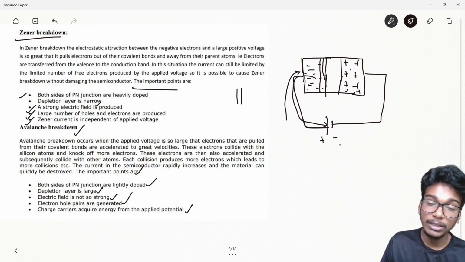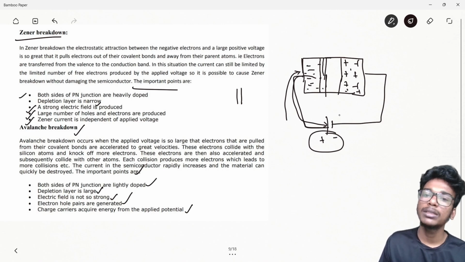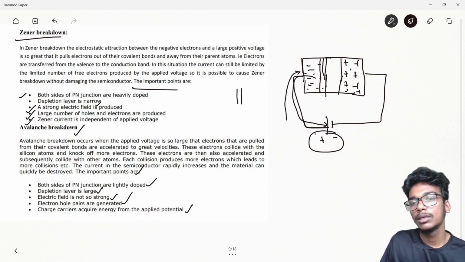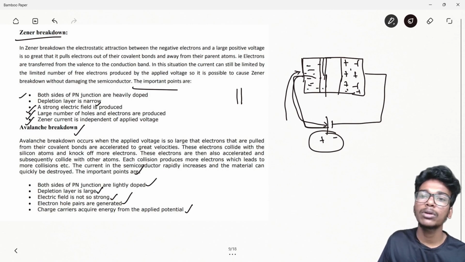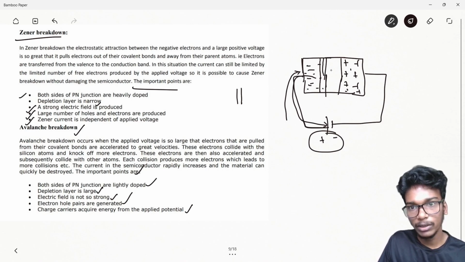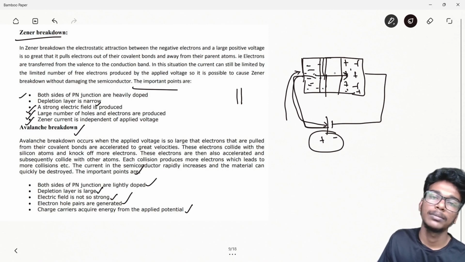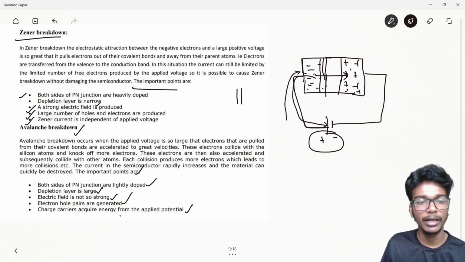In avalanche breakdown, this applied potential plays a key role, because if you increase this voltage, the velocity of electrons will increase. If you decrease this applied voltage, the velocity of electrons will decrease, which will have an impact on the breakdown of the depletion layer. If it impacts with high velocity, the depletion layer will break down very soon. If it impacts with less velocity, the breakdown will take a long time. That's what I have mentioned: the charge carriers acquire energy from the applied potential itself.